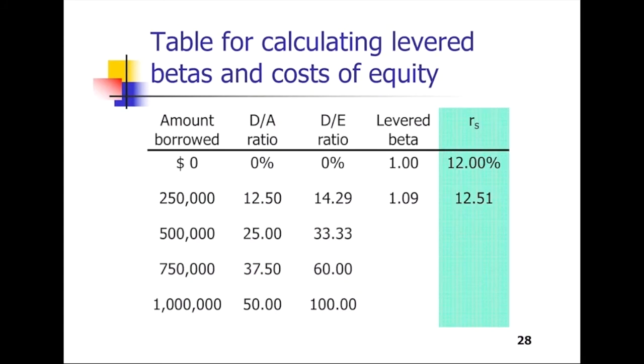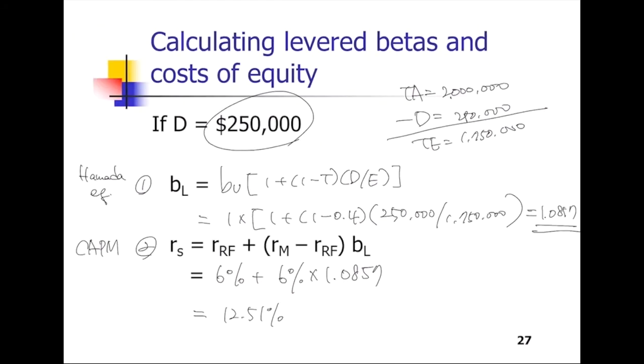This slide shows the table for calculating levered betas and cost of equity. So at the previous example, we calculated this, right? And repeat this process, we get these numbers, right? How can you get these numbers? Yeah, just change debt amount, right? This and here, right? When debt change, total equity also change, and get the levered beta, and input here, get new cost of equity.